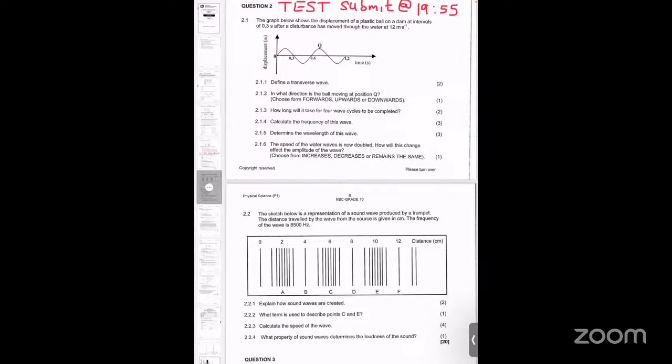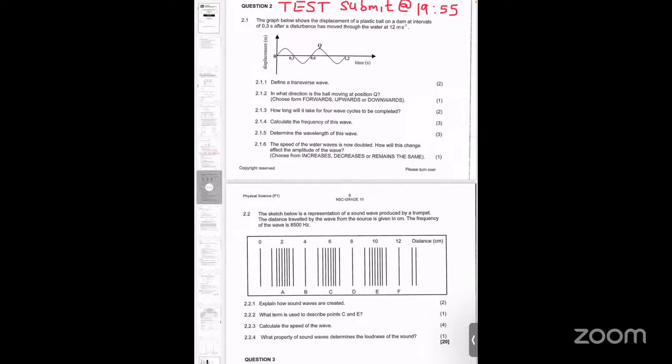Okay, calculate the frequency of this wave. You must be knowing the formula for calculating the frequency. It is the one which says frequency is equals to 1 over t, t being the period. Or you still have one which says the speed or velocity is equals to the frequency times wavelength. You will just need to be careful in terms of which formula you need to use, but your final answer has to be in hertz.